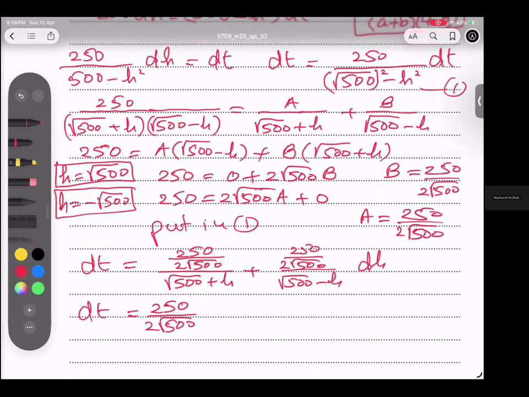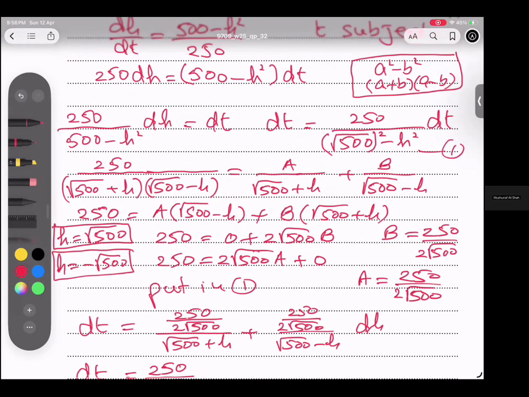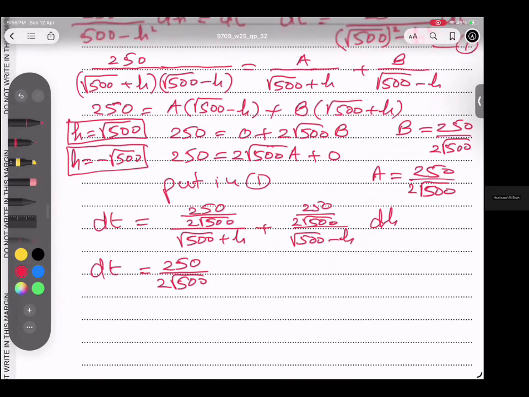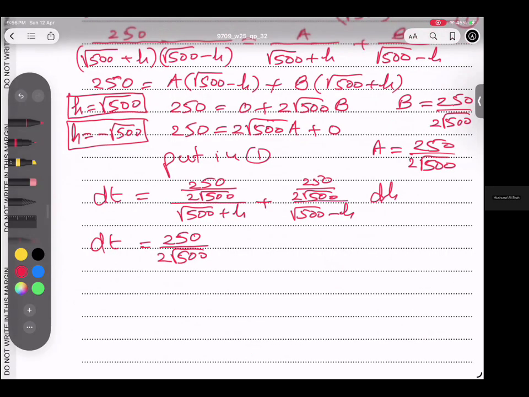One minute, let me check. 250 goes there, that's correct. 250 over that one. Okay. So in the bracket, I'm getting 1 over (root 500 plus h) and 1 over (root 500 minus h). So now students, we are ready for integration. And up till now, I hope you got the point very clearly.